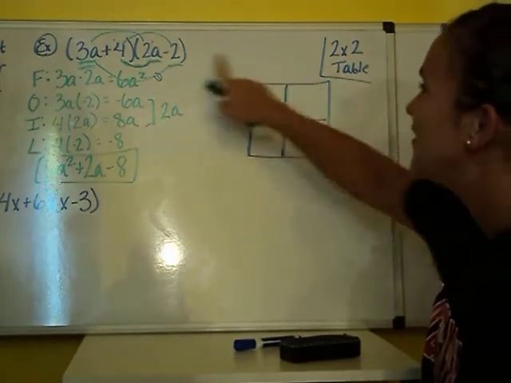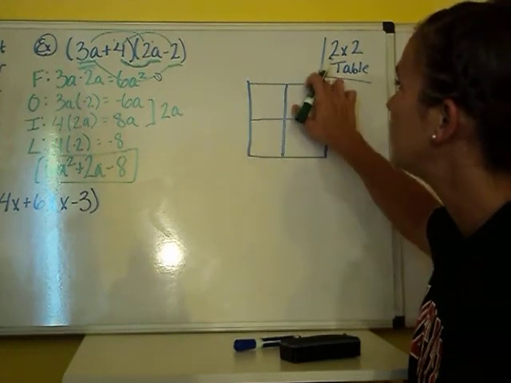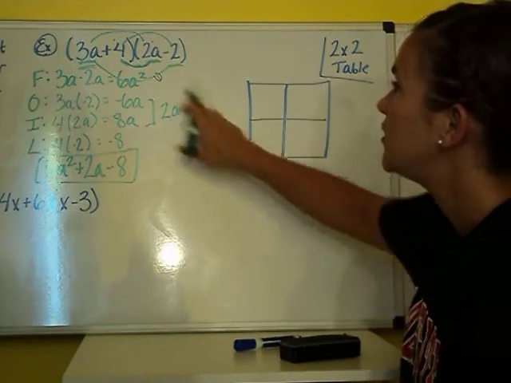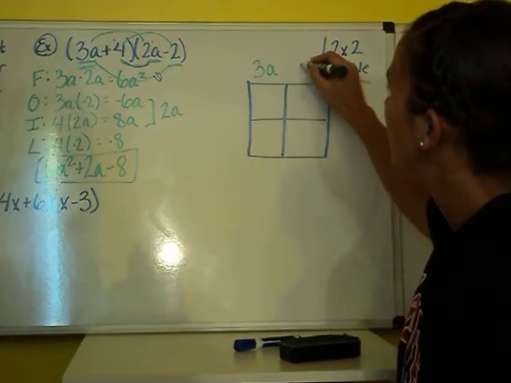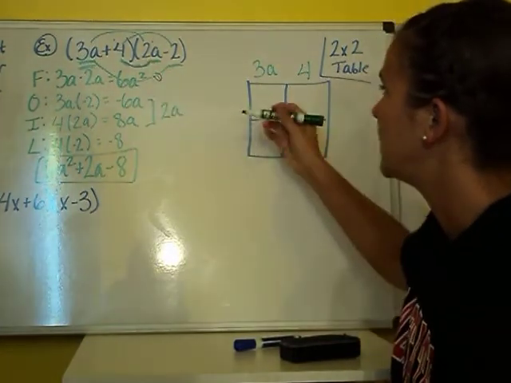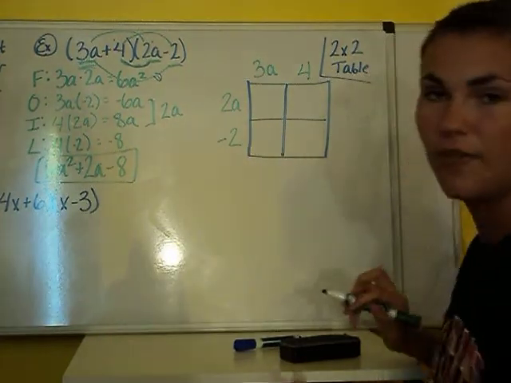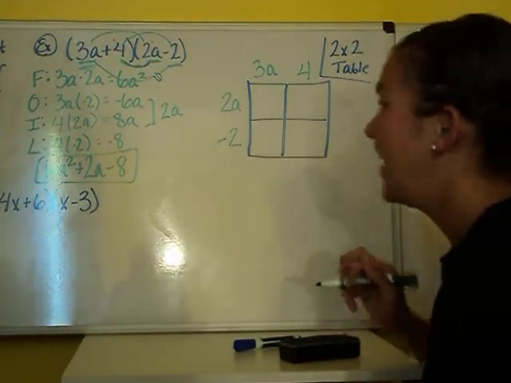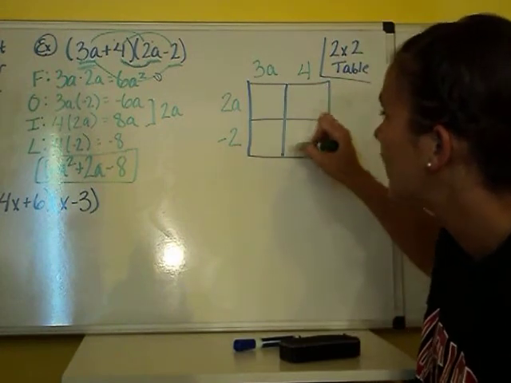Okay, with the 2x2 table, we're going to take each binomial and write a term respectively up here. So if I have 3a plus 4, that means I'm going to have 3a here and a +4 here. If I have 2a minus 2, that means I'm going to have 2a here and a -2 here. You can't forget your sign. Okay, and now what you're going to do is basically find the area of each square.